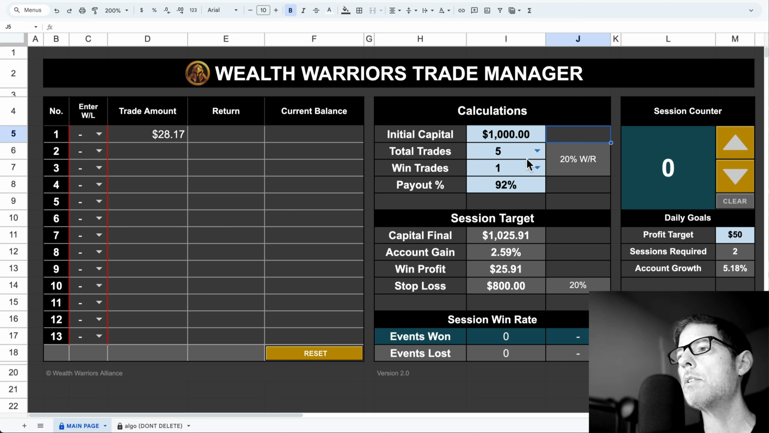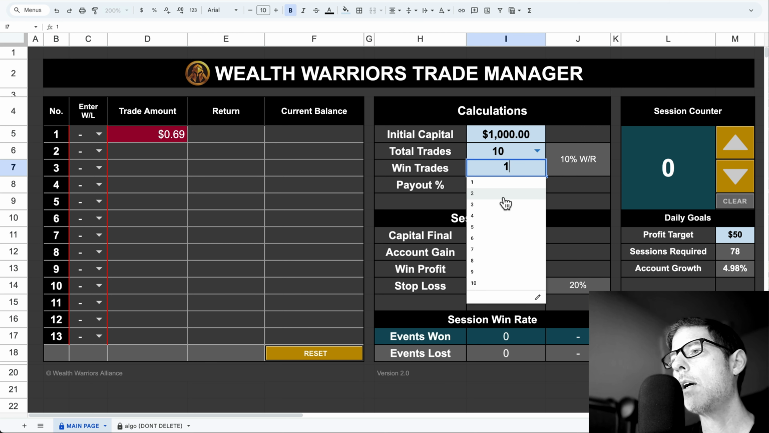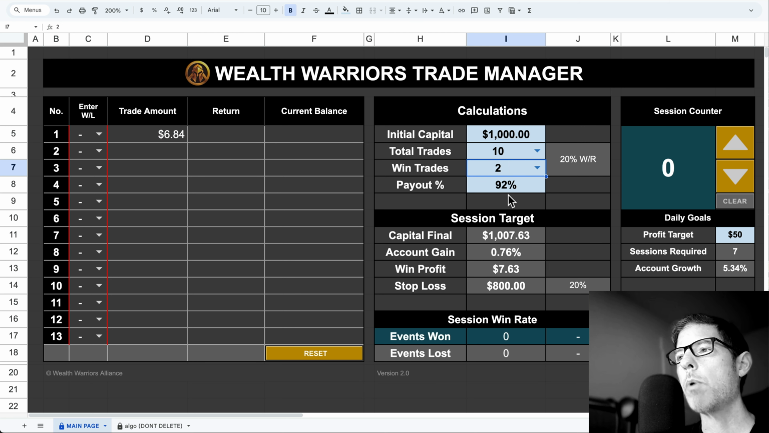So for the total trades here, I'm going to set this to 10 today. And for win trades, I'm going to set this to 2. That means I must win 2 out of 10 trades in order for this session to be profitable. Over here on the trade amount, you can see on the left, the trade manager gives me the trade amounts, so I don't have to figure out what those are. This is all automatic through a very sophisticated algorithm behind this trade manager that provides all of these numbers for us. So it takes out the guesswork, which is just awesome.